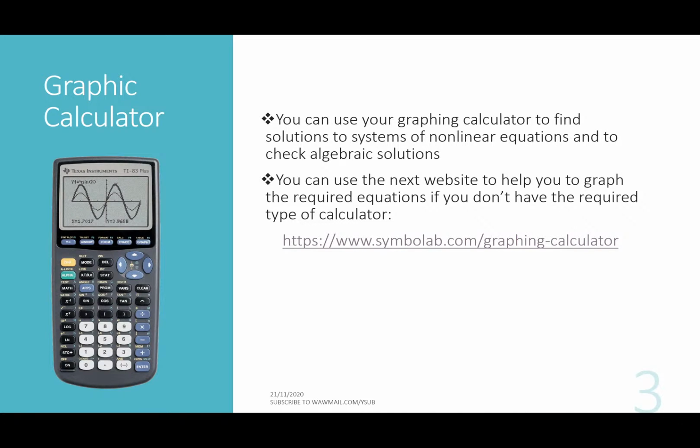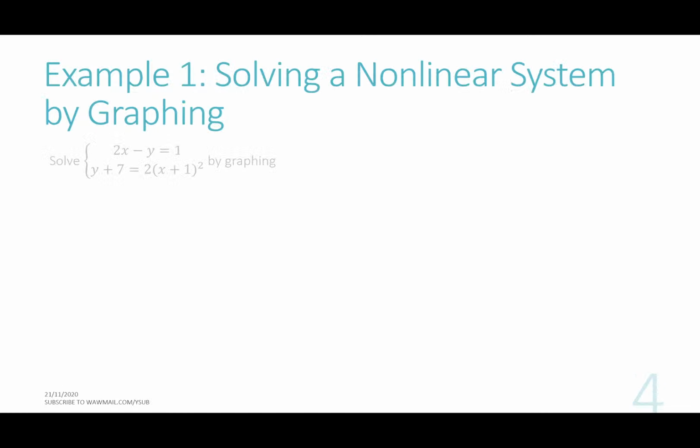Example 1. Solving a nonlinear system by graphing. So we have this equation which is 2x minus y equals 1, and the other one is y plus 7 equals 2 times (x plus 1) squared. By graphing, we can use that application. You can use it by drawing the equations mentioned here. If you see, this is the output. I will show you how this happens.